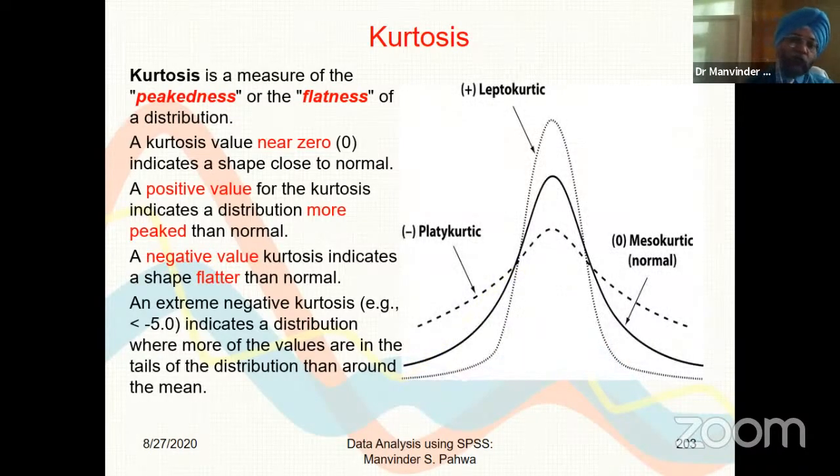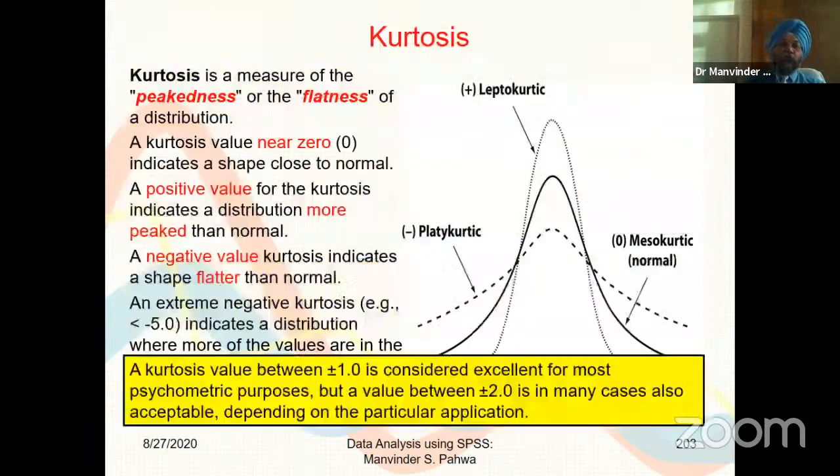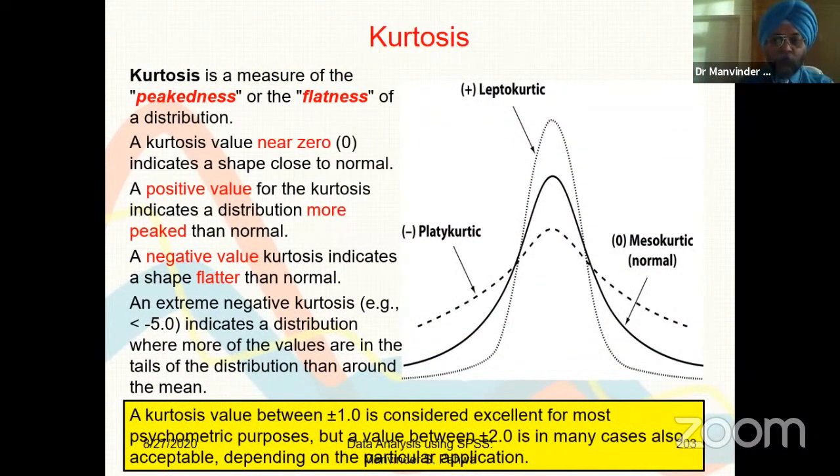The normal one is called mesokurtic, which is a normal distribution. Platykurtic means it is forming a flatter one, and leptokurtic is the positive kurtosis, which is more peaked. A distribution can be more flat or more peaked, and it can also be left or right skewed. So skewness and kurtosis are also among the major measures. A kurtosis value between plus and minus 1 is considered excellent for most psychometric purposes. Psychometric purposes include all our social science purposes, but a value between plus and minus 2 in many cases is also acceptable, depending on the particular application we go for.